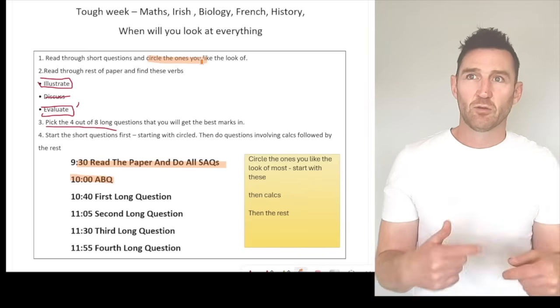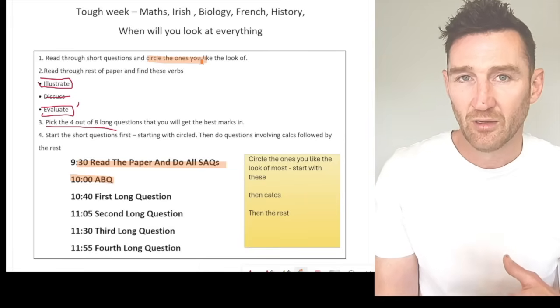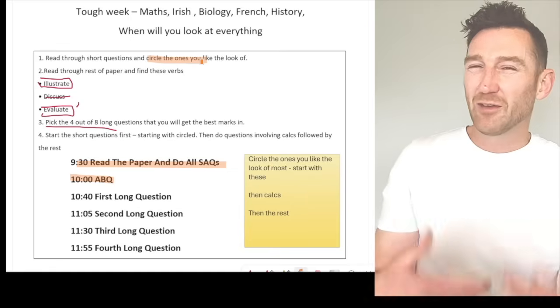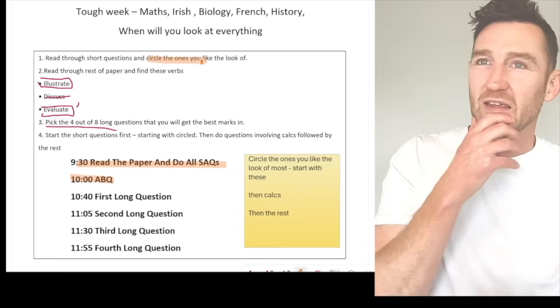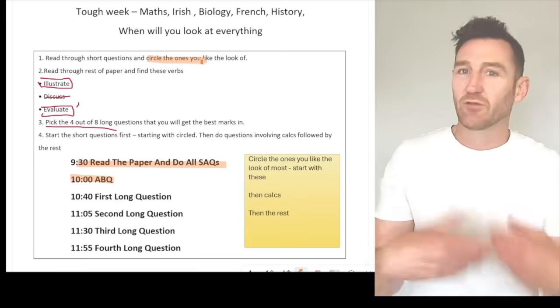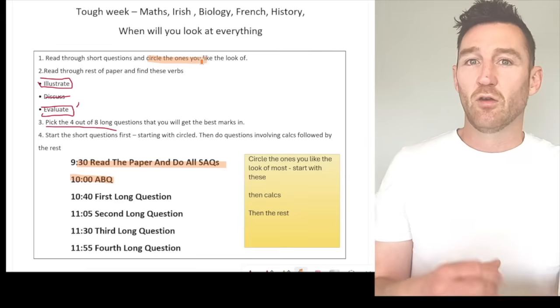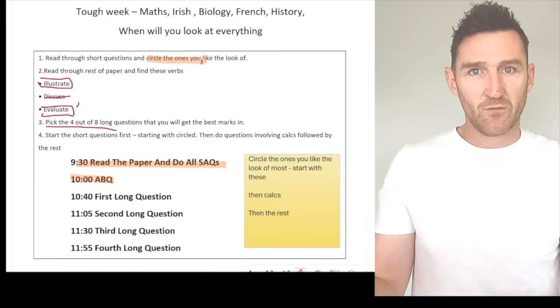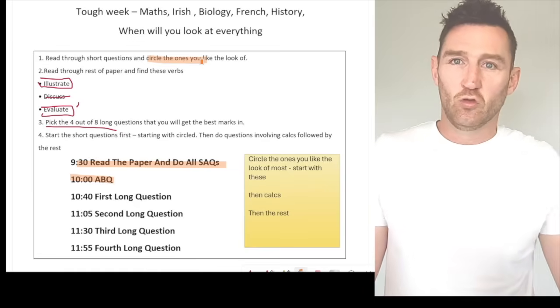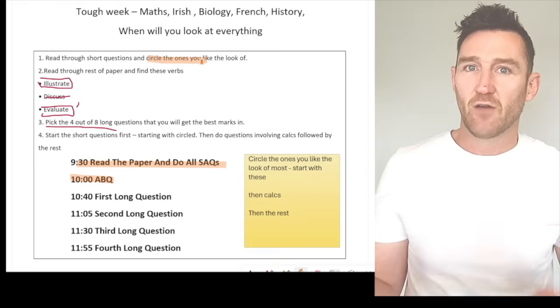The reason I do any ones involving calculations next is because you get into a bit of a rabbit hole. You're like, oh, that break-even answer doesn't look right. That ratio looks off. I'm going to have to recalculate that take-home pay, whatever it is, and then redo it. So start with the ones you like the look of to get your confidence up, because it's just good to start off on a positive note. Answers will flow to you a little bit easier when you're confident.